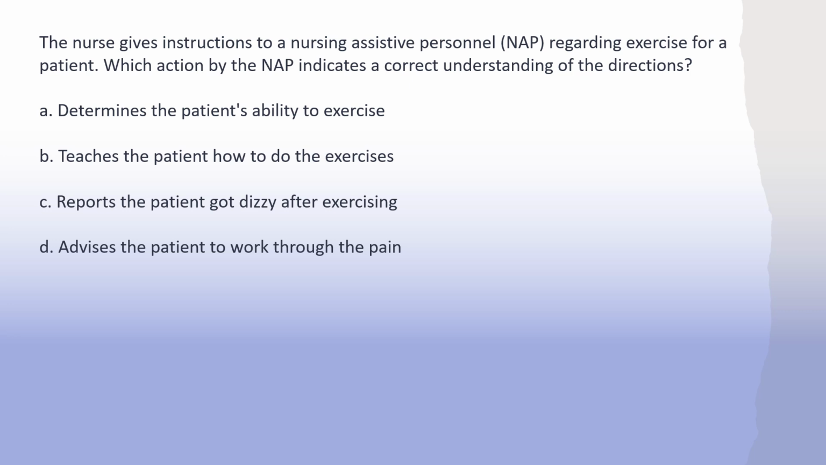The nurse gives instructions to a nursing assistive personnel (NAP) regarding exercise for a patient. Which action by the NAP indicates a correct understanding of the directions? A. Determines the patient's ability to exercise. B. Teaches the patient how to do the exercises. C. Reports the patient got dizzy after exercising. D. Advises the patient to work through the pain.